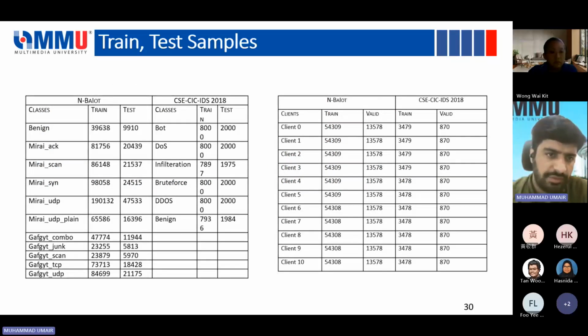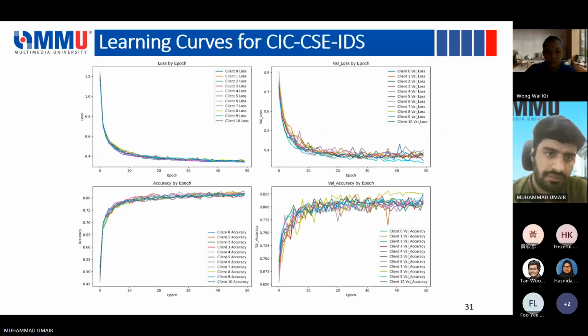These are the tables for the train and test splitting. As we can see, we used 11 classes of the NB-IoT dataset and 6 classes for the CSC dataset. Further, we divided these datasets equally among each of those clients. So each client contains an equal number of samples in their database. So the dataset sent to those clients was quite balanced.